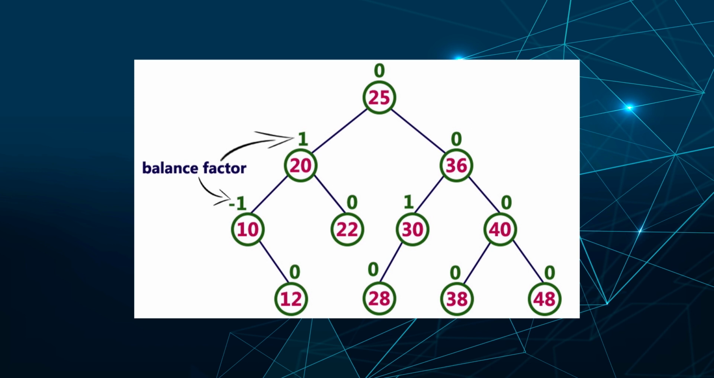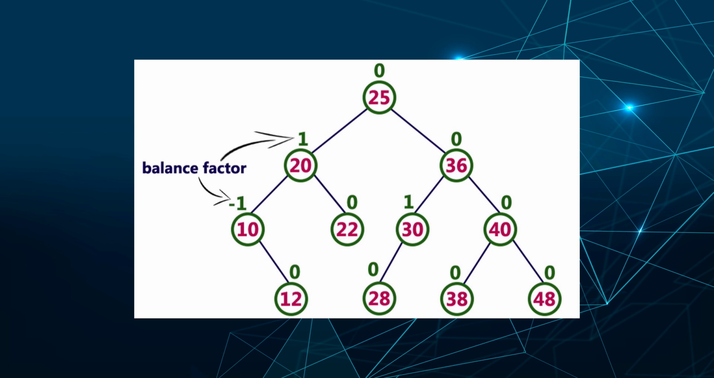Now, we go for 20. 20 is a parent node of 10 as well as 22, and also a grandparent of 12. So, we calculate the balancing factor of 20: height of left minus height of right. The left has 2 generations, the first is 10 and the second generation is 12. The right has only a single generation, the right successor 22, so we put the value as 1.